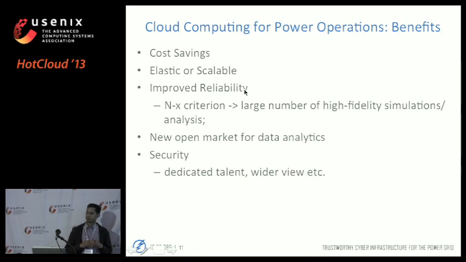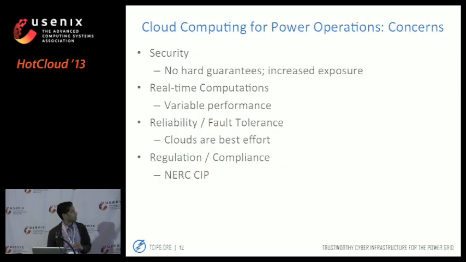Today we are not able to go beyond the N-1 criteria for analyzing contingencies, but we could if we had the power of going beyond, especially when the system is under stress. What does the N-1 criteria mean? Being able to tolerate one failure, a line failure or generator failure. But we could analyze more failures, two lines, two generators, and so on, when needed, and we could leverage the elasticity of the clouds for that. So it could improve reliability. It also opens up markets for data analytics and innovation. One of the other issues we see in the power grid is that it's quite vendor locked. And there's security, and I mentioned dedicated talent, wider view, and so on.